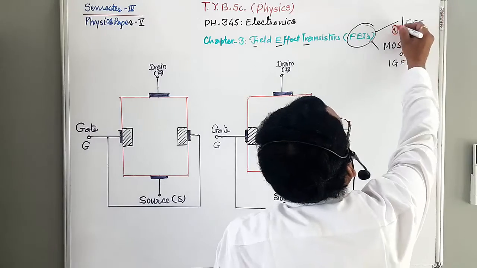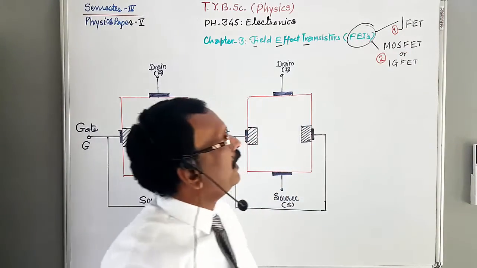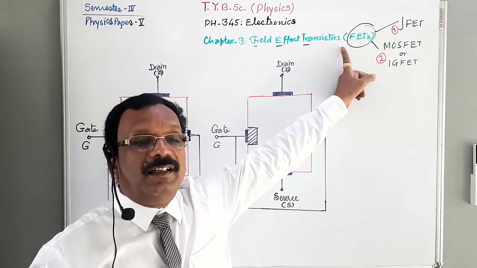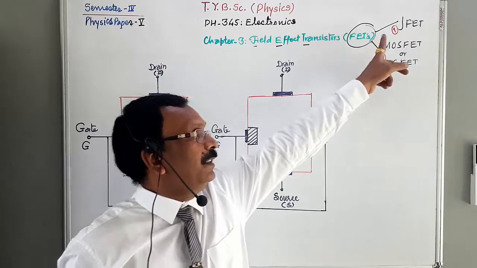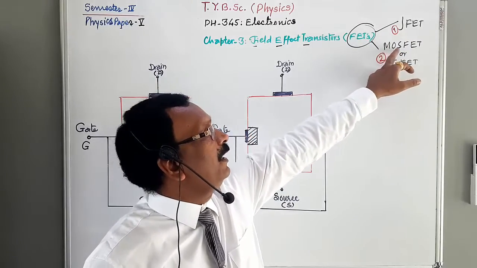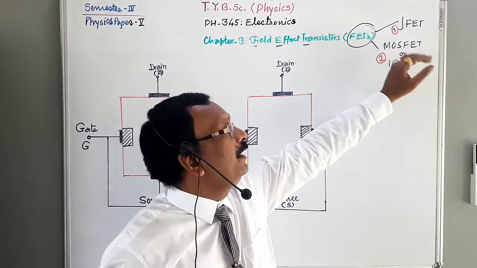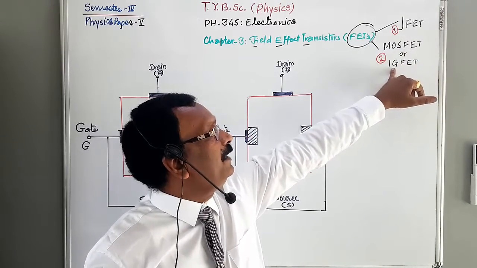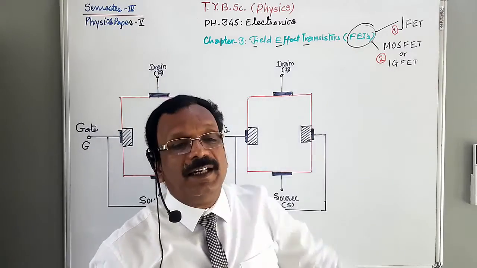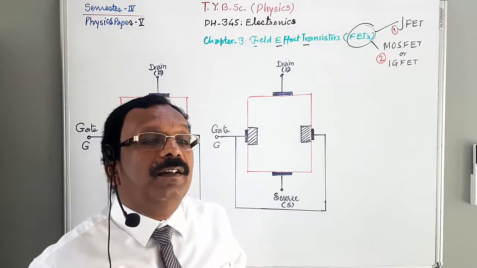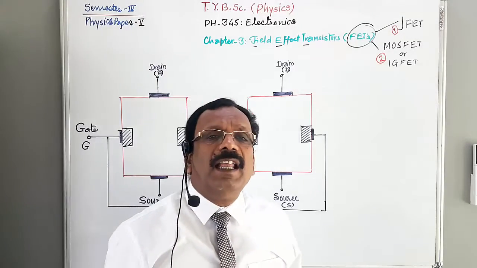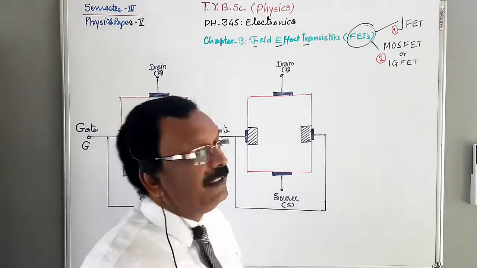In broad sense, FETs are classified into two categories: JFET, that is junction field effect transistor, and MOSFET, metal oxide semiconductor field effect transistor. Sometimes this is also called IGFET, that is insulated gate field effect transistor. Both of these, JFET and MOSFET, can be further classified like this.